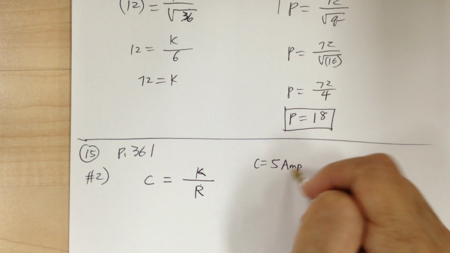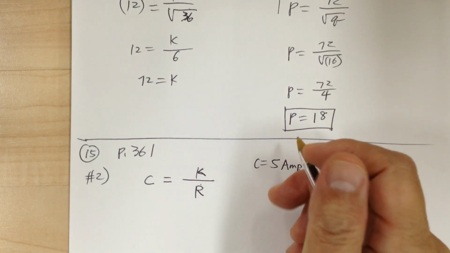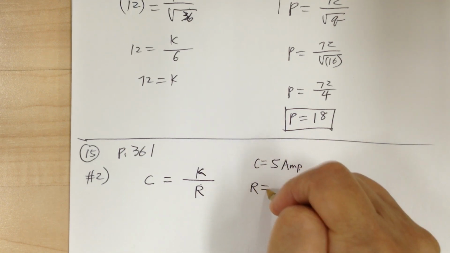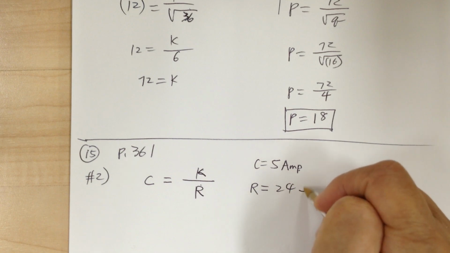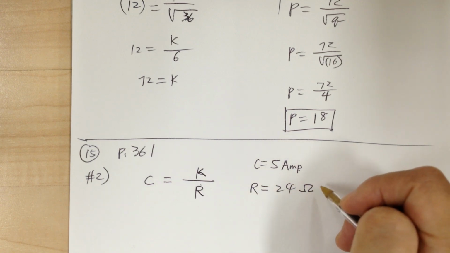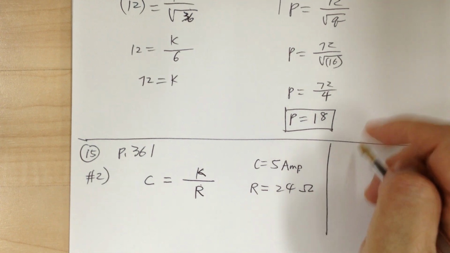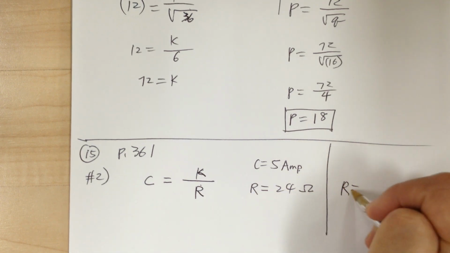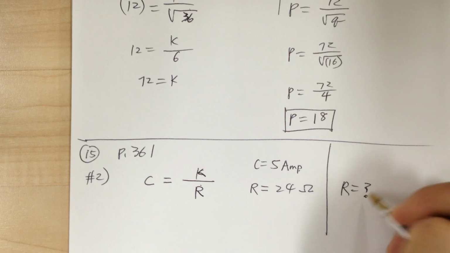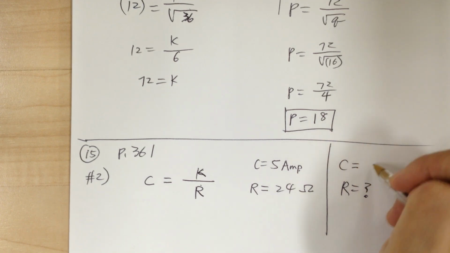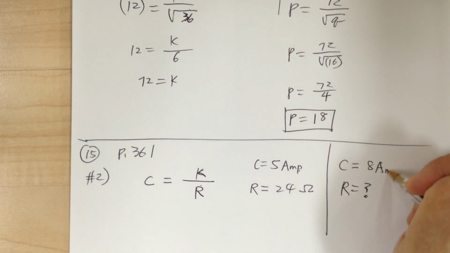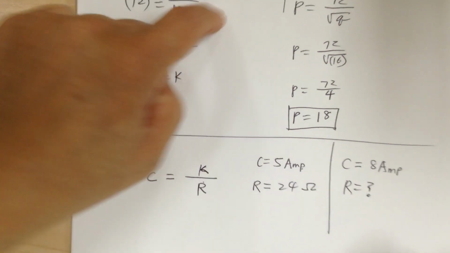It says if the current is 5 amps, the ampere, this is the abbreviation, when the resistance equals 24 ohms, they use the horseshoe symbol. So that's the first scenario. The next one is for what resistance will the current be 8 amps. Just the same as the problem over here.